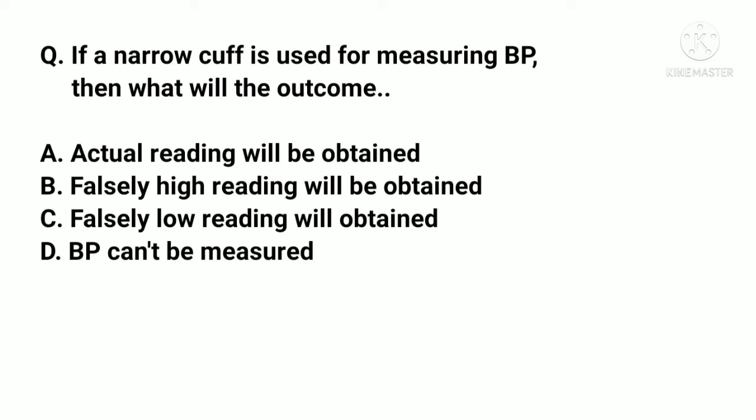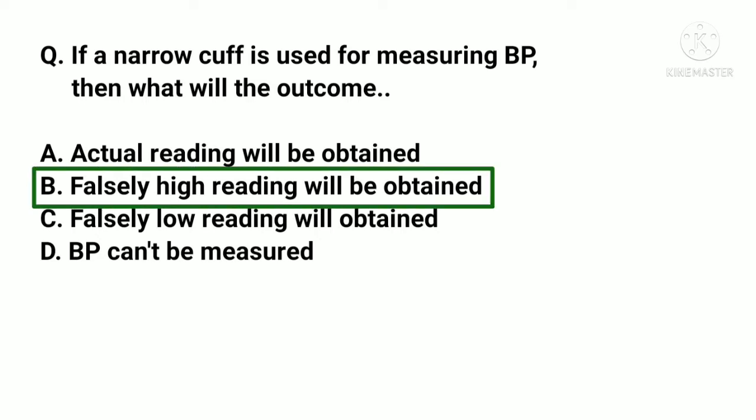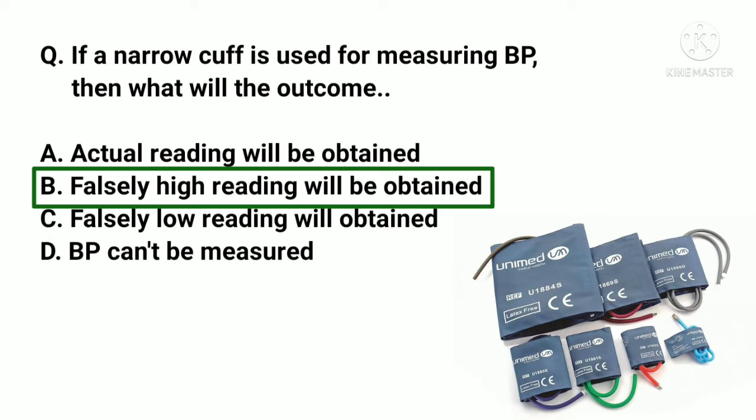If a narrow cuff is used for measuring BP, then what will be the outcome? A. Actual reading will be obtained. B. Falsely high reading will be obtained. C. Falsely low reading will be obtained. D. BP can't be measured. And the correct answer is B. Falsely high reading will be obtained. Use of a narrow BP cuff leads to a falsely high reading, and use of a large BP cuff leads to a falsely low reading.